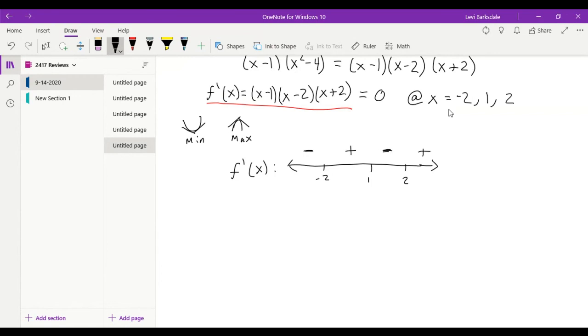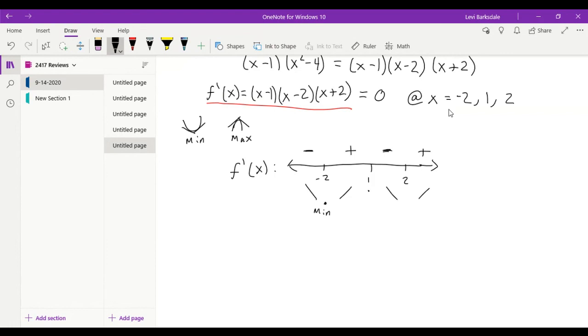And this tells us that we have a decreasing slope and an increasing slope and a decreasing slope and an increasing slope. So you can see at negative 2, we've got a decreasing into an increasing, so we would need a minimum. At x equals positive 1, we've got an increasing switching to a decreasing, so we would need a max.